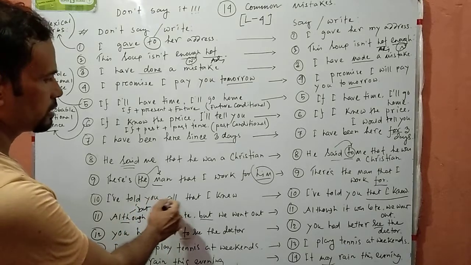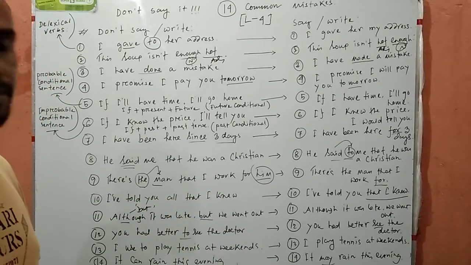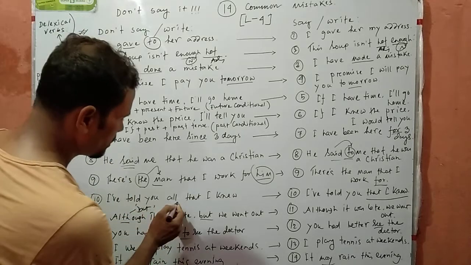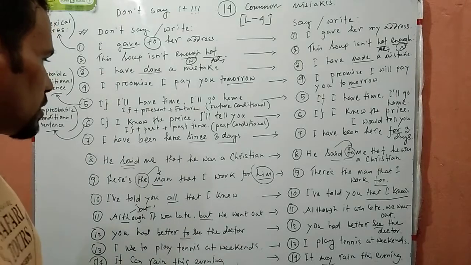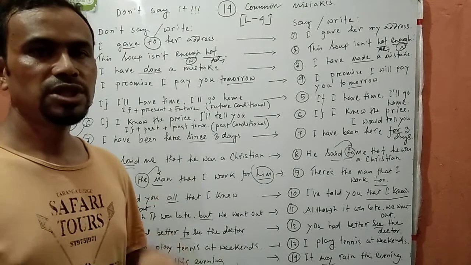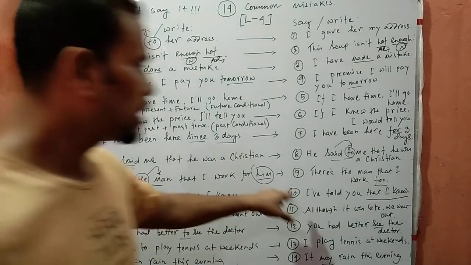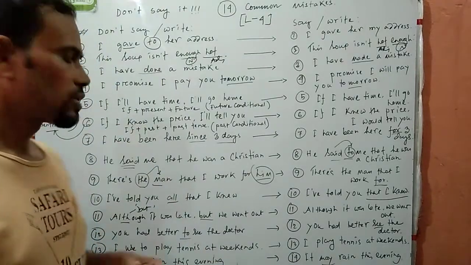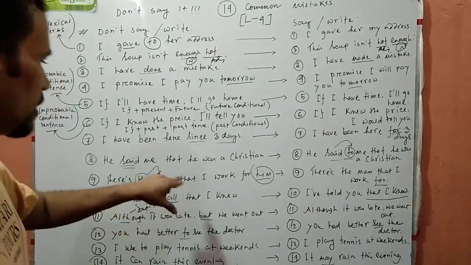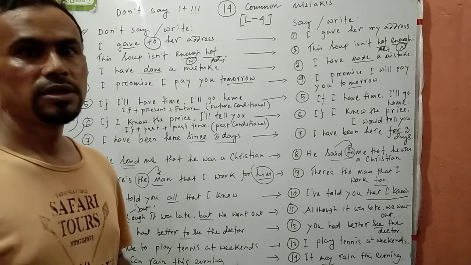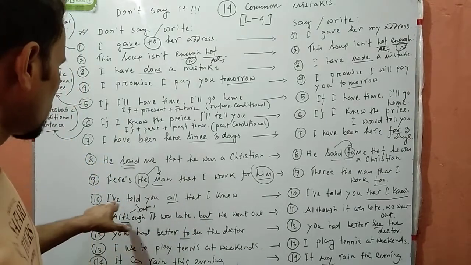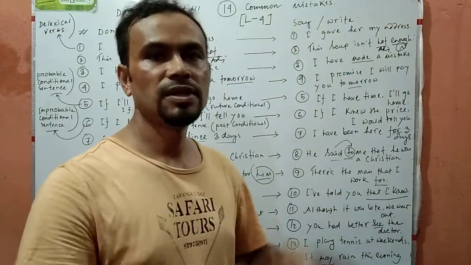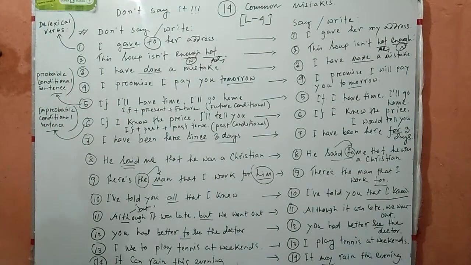So next sentence, number 10. I've told you all that I know, that I knew. This sentence is not correct, because all here, you see all, we need not use here, because I have told you that I knew. That I knew, that means all. So we need not use all in this sentence. In such a type of sentence, I've told you that I knew. I have told you that I knew. This sentence is correct.